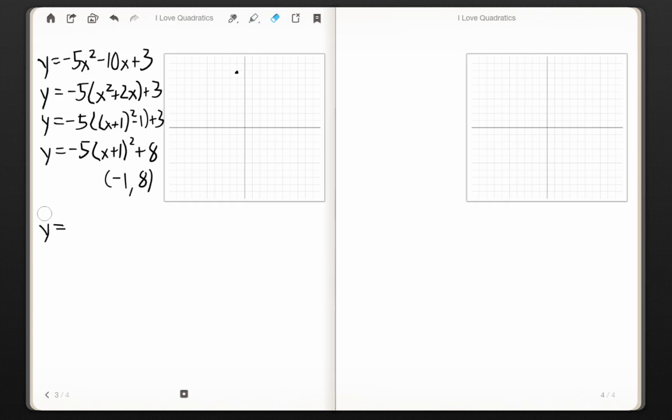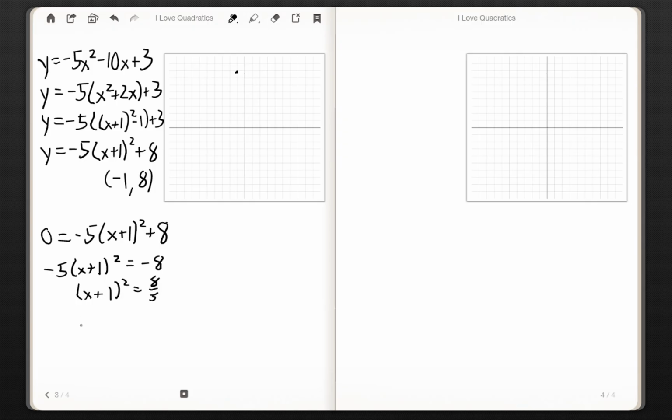So to find the roots, we set y equal to 0. So we change that to 0. And then we can just copy down what we already have here. And now we're going to finish completing the square with y set equal to 0. Going to divide both sides by -5. Take the square root of both sides.